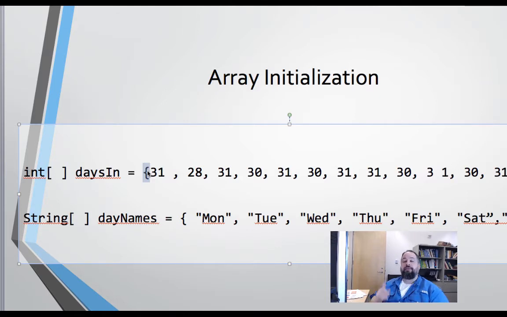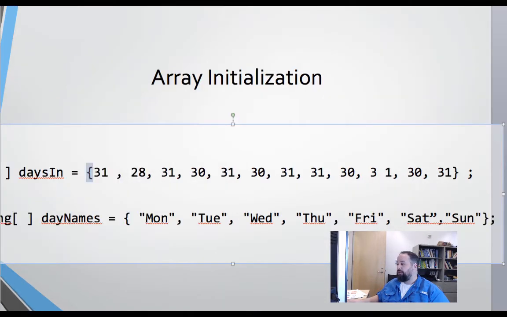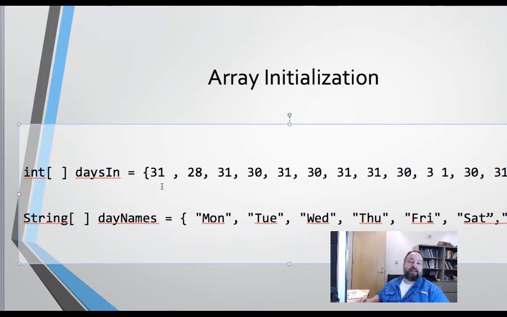to use these curly braces, and then each of those values is within there. Now notice I'm not specifying a size here. I don't have to. The size is however many items are within the curly braces. So this is going to create an array called days in, and days in is going to have the values 31, 28, 31, 30, 31, 30, and so on, all the way down.